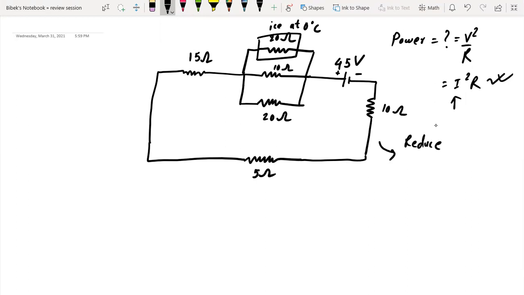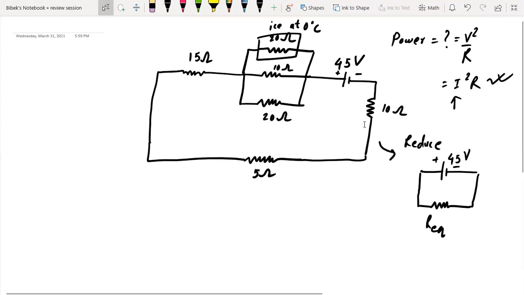Whenever you have an EMF and a bunch of resistors, you can reduce the circuit into a basic circuit with a 45 volt EMF and an equivalent resistance. So you'll calculate the equivalent resistance of all of this part here. So let's do that. Here we have a current I coming out of here, and it gets divided into 3 parts, and then that current comes back and joins at this junction.